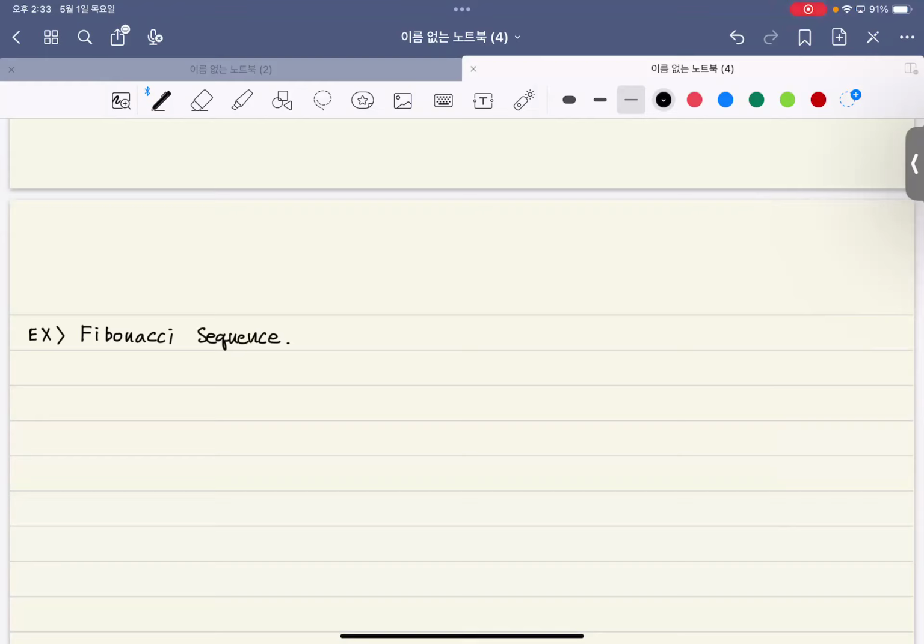So the Fibonacci sequence: I have fn plus 2 is fn plus 1 plus fn, and f0 is 0 and f1 is 1. This is a single difference equation of degree 2. Now, what I want to do is change this into a system of difference equations of degree 1. So how can I do that?